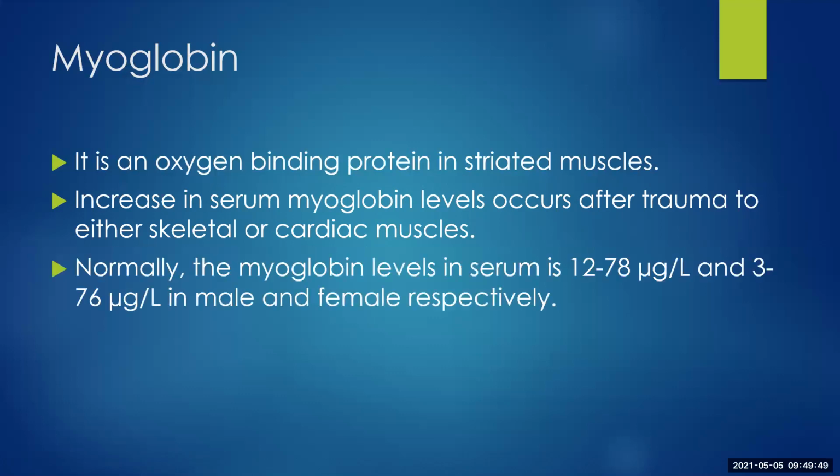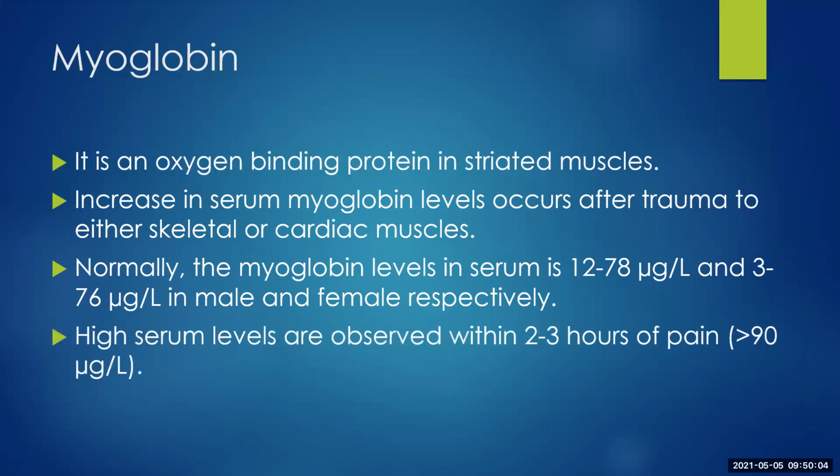Normally, myoglobin levels in serum range between 12 to 78 microgram per liter in males and 3 to 76 microgram per liter in females. Okay, normally it is in this range. However, high serum levels can be observed within 2 to 3 hours of pain. That is, more than 90 microgram per liter can be seen.